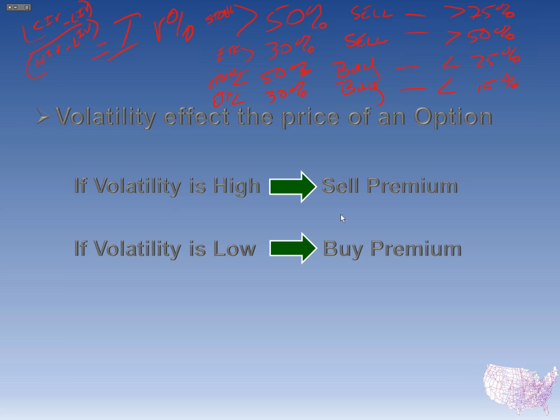If volatility is high, that's when we want to sell the premium. If volatility is low, that's when we want to buy premium. Now, volatility is probably the most important aspect of determining whether or not we are selling option strategies or buying option strategies. The next thing we're also going to be looking at would be theta and how that's going to really affect our premiums.